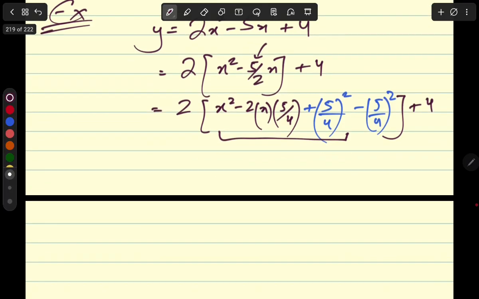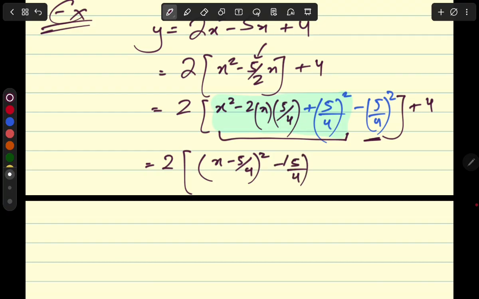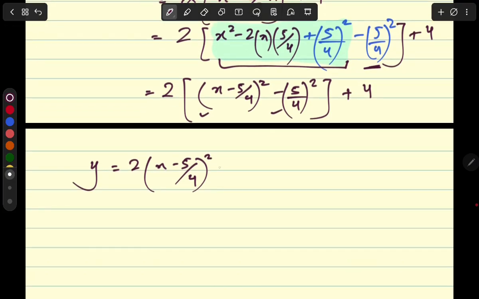So now this highlighted part can be put inside a completed square bracket. So this becomes 2 times the square bracket. So this is x minus 5 upon 4 whole square, and then I put this part minus 5 upon 4 whole squared, close the square bracket, and plus 4 gets copied down as it is. Now I multiply 2 with both the terms, this term and this term here. So this becomes y equals 2 times (x minus 5 upon 4) whole squared, and then minus 25 upon 16 gets multiplied by 2 in order to produce a minus 25 upon 8 plus 4.